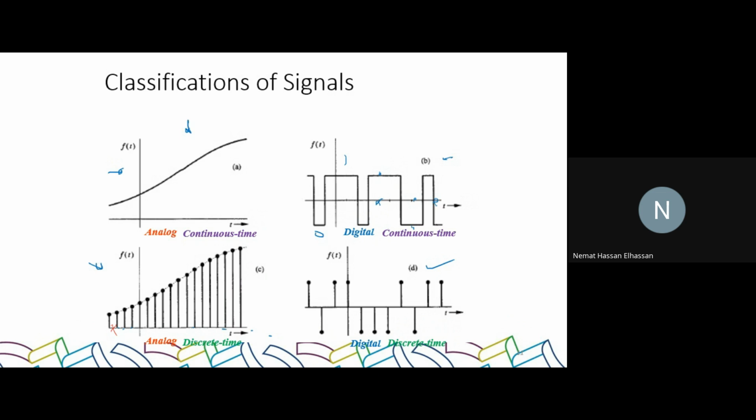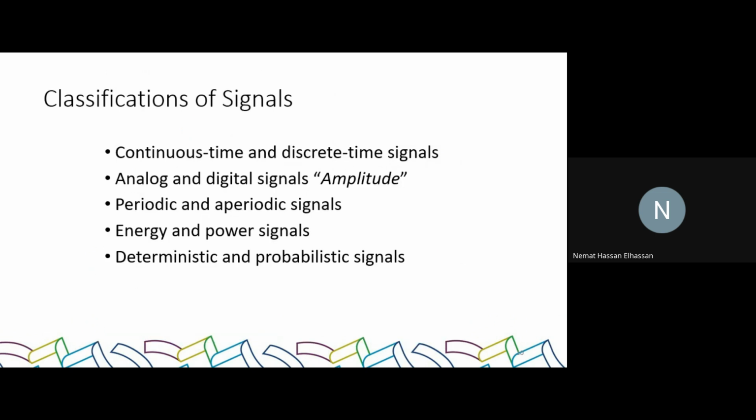So this gives us the first two ways of classification. In terms of amplitude, it could be either analog or digital. Analog means it can have any values. Digital means it will alternate between pre-specified values, 0 and 1, or high and low. And then in terms of time, you have a continuous time signal or a discrete time signal. So we have continuous versus discrete in time, and then we have analog versus digital in terms of amplitude.